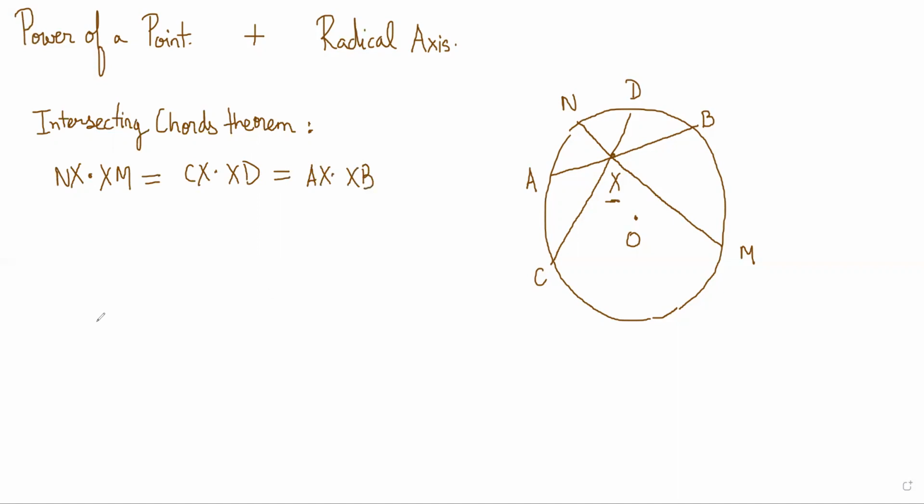Because three chords are passing through one single point X, the product of these segments of the chords will be equal. Earlier, when we proved this, we proved it by similarity or congruency. Now we'll prove it in a different way. So let's try to understand what this NX multiplied by XM is. We'll prove it by the method of power of a point.